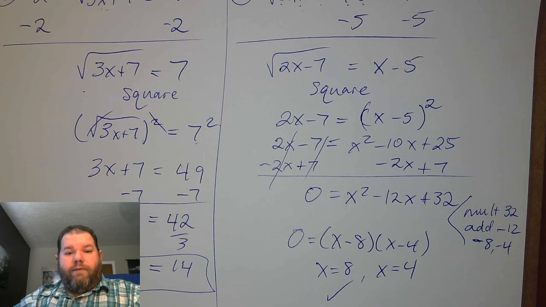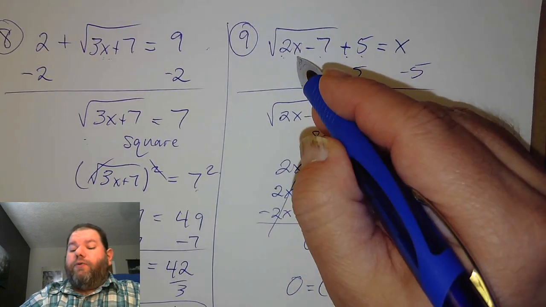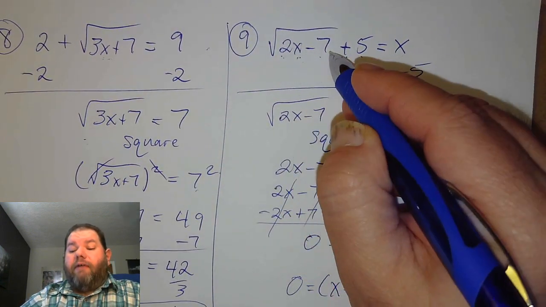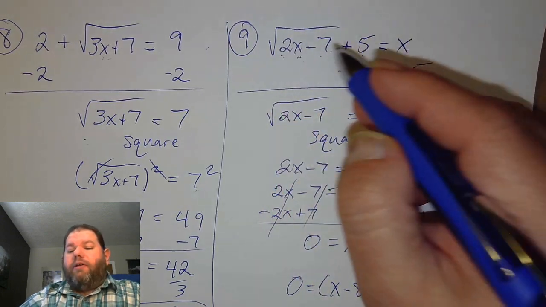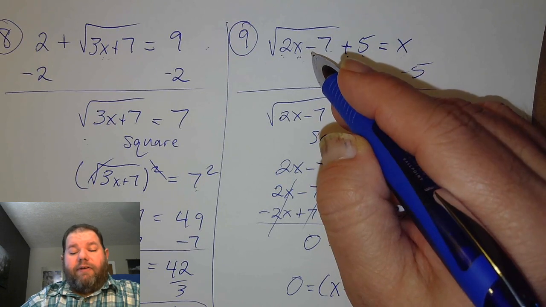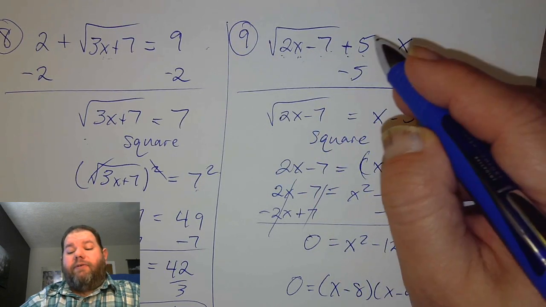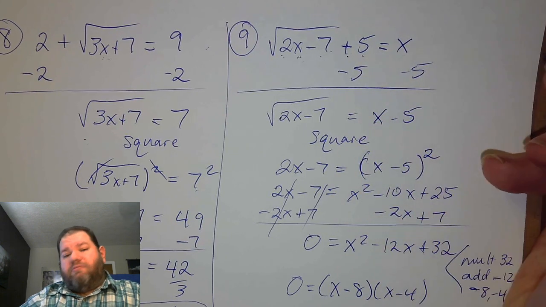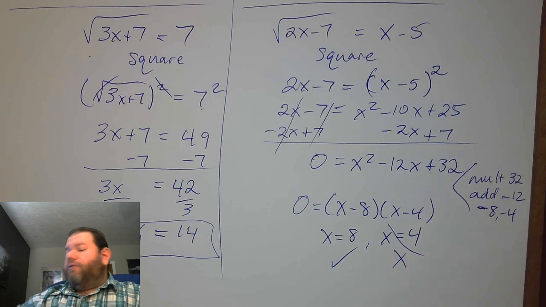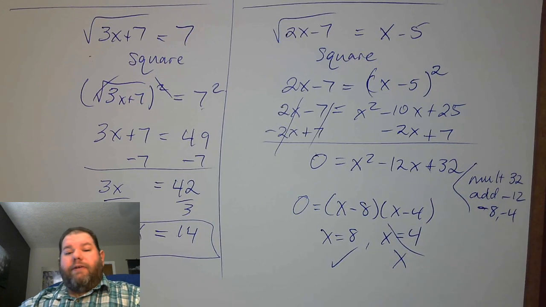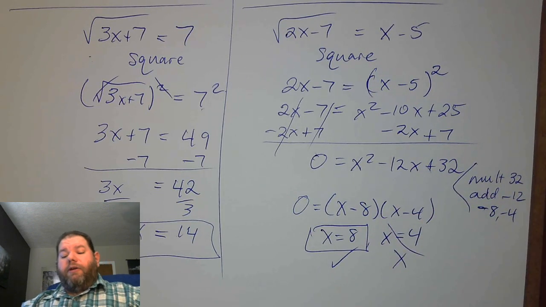So we repeat this with 4. 2 times 4 is 8. 8 minus 7 is 1. Square root of 1 is 1. And then 1 plus 5 is 6 on the left-hand side. And we plug in x equals 4. We get 4 on the right-hand side. So is 6 equal to 4? Certainly not. So in that case, we can rule out 4 as a solution. And so we see the only valid solution here would be x equals 8.